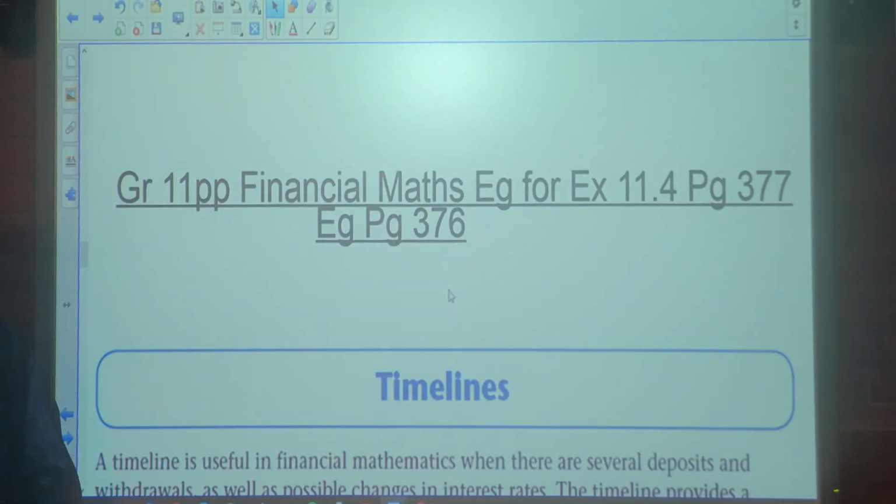People, with that you should be able to do exercise 11.4. You can do the odd numbers for me, okay?